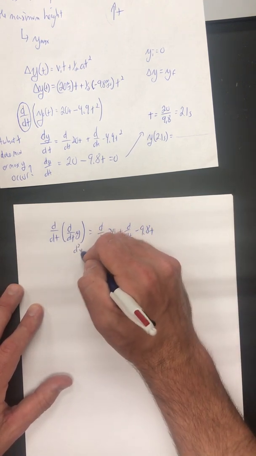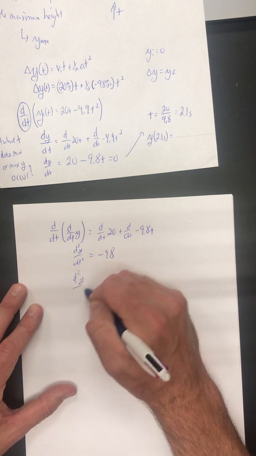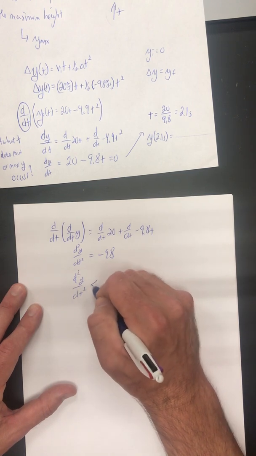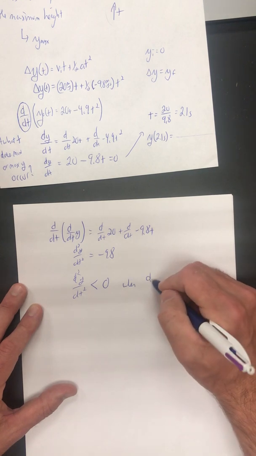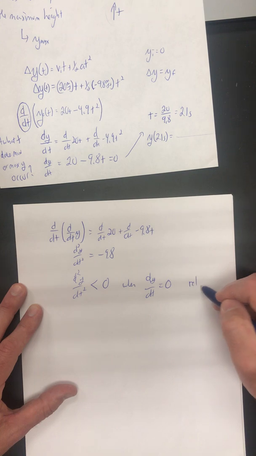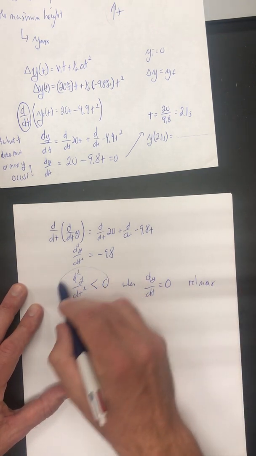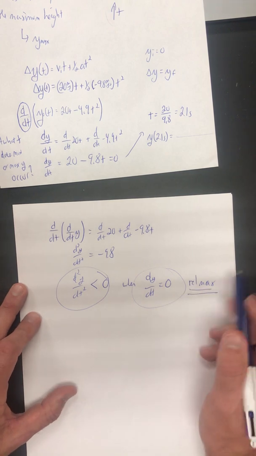And so d squared y/dt squared, oh, notice d squared y/dt squared is always negative when dy/dt is equal to 0, and that's how I know it's a relative max, because it's concave down when I reach the turning point. It's got to be a relative max.